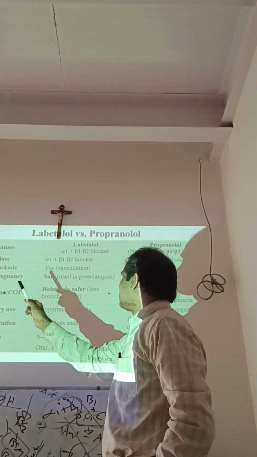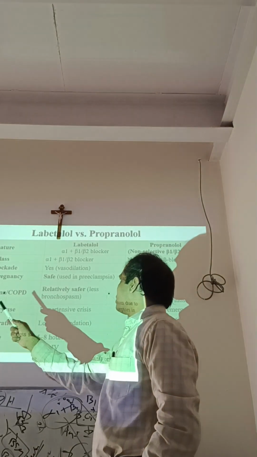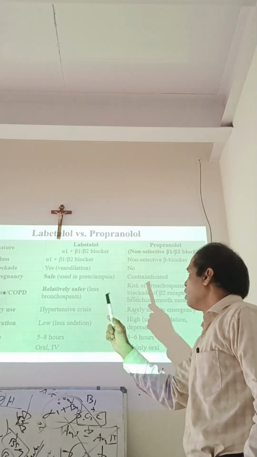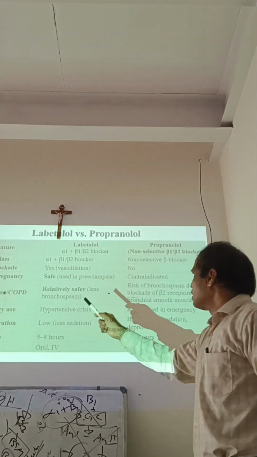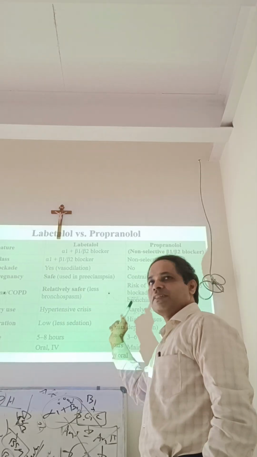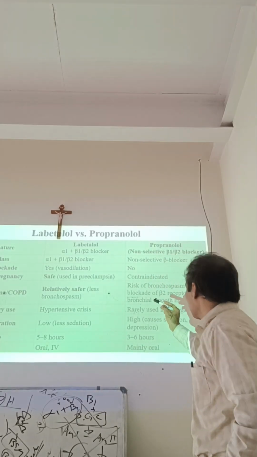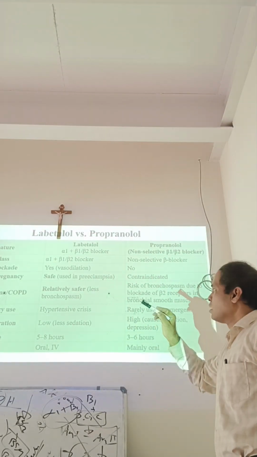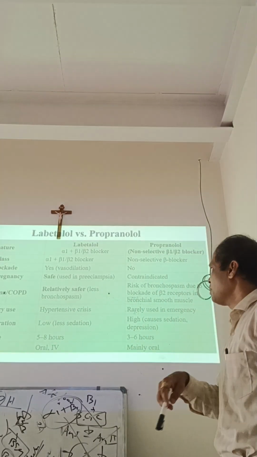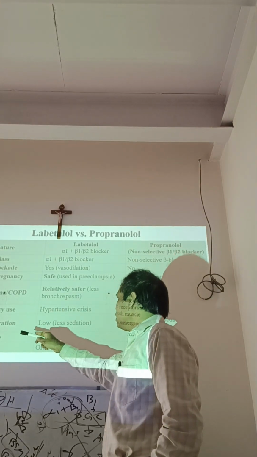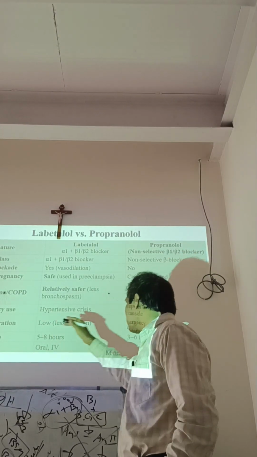Use in pregnancy, this is safe, this should not be used. In COPD, both should not be used, but this is a little safer than this. This causes extreme bronchoconstriction, but this also causes it, but a little safer than this. Beta 2 blockade in the bronchus causes bronchoconstriction, but this has a more broad effect than that. Then emergency use, you can use in hypertensive crisis. This is not used because you are in emergency. You can use labetalol. This has low CNS penetration, so sedation and all this is less compared to this.